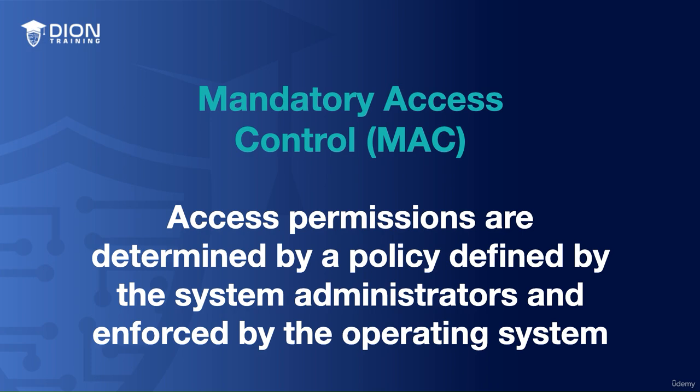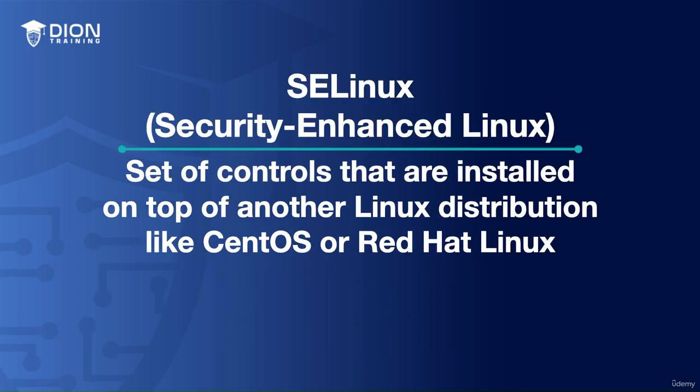This ensures that even the data owner cannot change the access permissions to provide themselves with higher levels of security. Now, there is also a trusted operating system that we use a lot known as SE Linux, or Security Enhanced Linux. This is a set of controls that are installed on top of another Linux distribution like CentOS or Red Hat Linux. And when we're using SE Linux, these systems are rated as an EAL4+. Now, SE Linux is used as an implementation of MAC in the Linux kernel to ensure that applications and users only have the minimum necessary access to your resources.